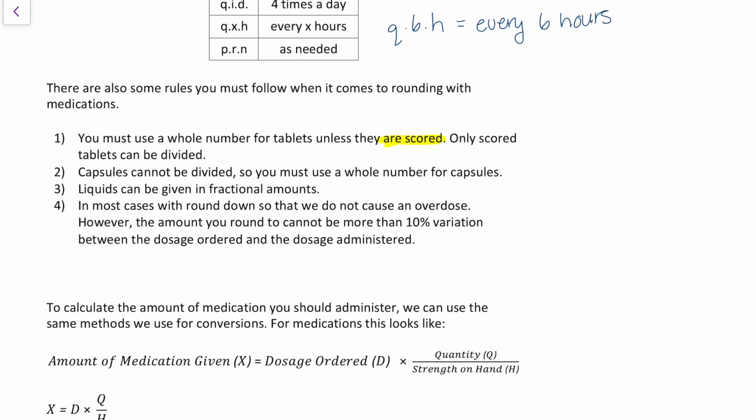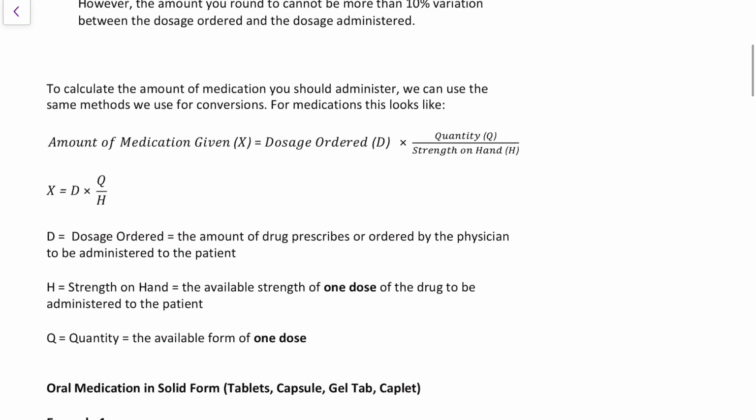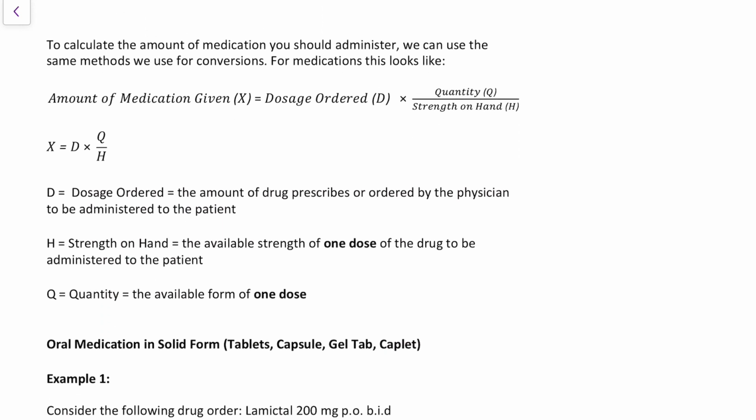In terms of actually solving the medications, you're going to solve it essentially the same way we have for our conversion problems. So you're essentially converting from a unit like milligrams, micrograms, milliliters, microliters into tablets or capsules. You're essentially doing a conversion there. Now, there is sort of a formula that we can give for this. The amount of medication that you need to give is equal to the dosage times the quantity over the strength on hand. But again, this is going to look exactly like our conversion problem, so I wouldn't worry about trying to memorize a formula here.